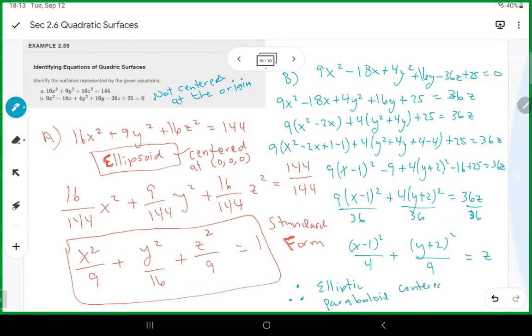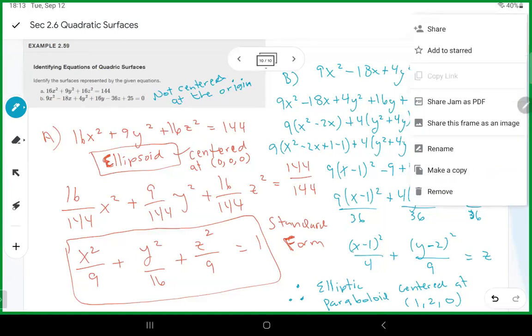centered at 1, 2, 0. I'm just going to give you guys what the book has. I'm just saying mine, there's a sign somewhere. All right. So that is section 2.6.